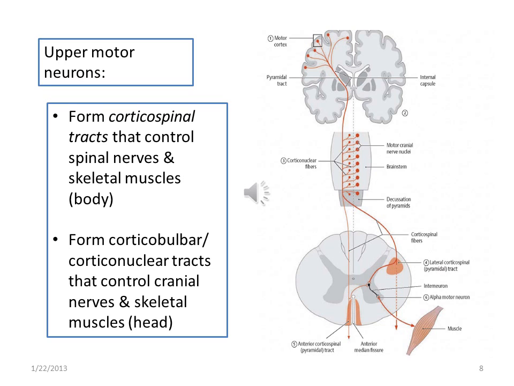Upper motor neurons form the corticospinal tracts that control muscles of the body, and also the corticobulbar or corticonuclear tracts that control skeletal muscle in the head. Corticonuclear and corticobulbar tracts are 2 terms for the same structures. In other words, upper motor neurons that are responsible for controlling lower motor neurons found in the cranial nerves.